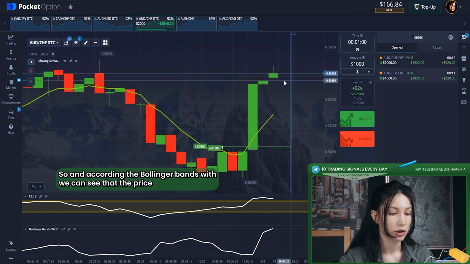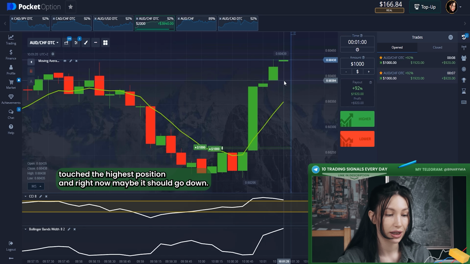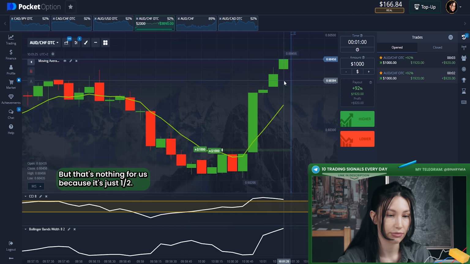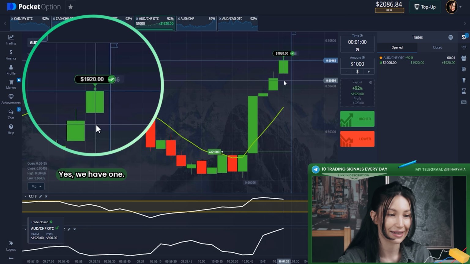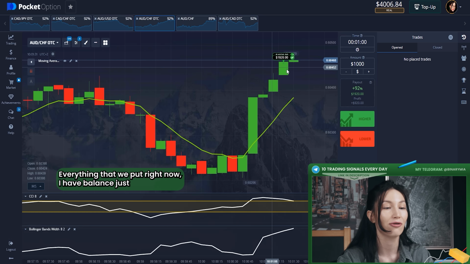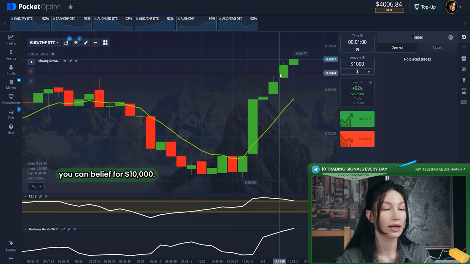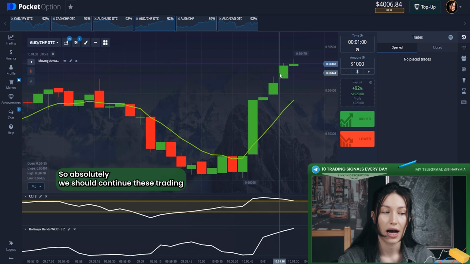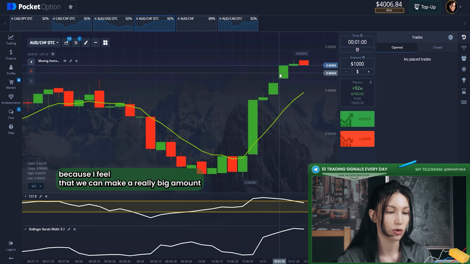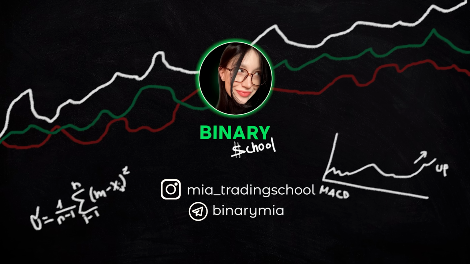According to Bollinger Bands, we can see that the price touched the highest position, and right now maybe it should go down, but that's nothing for us, because it's just 1 second. Yes, we have won everything that we put. Right now I have a balance, you can't believe, $4,000. So absolutely we should continue this trading, because I feel that we can make a really big amount today. That's what it takes.